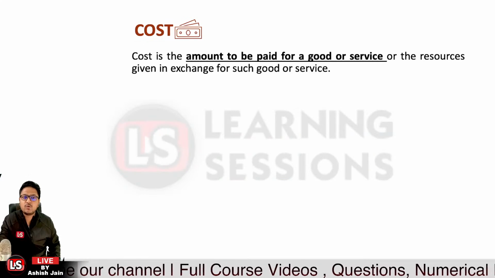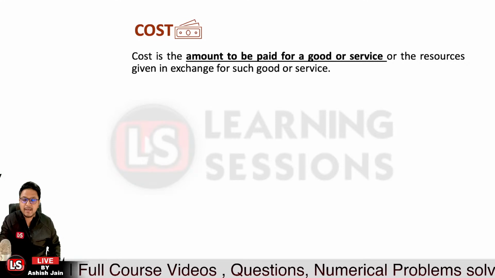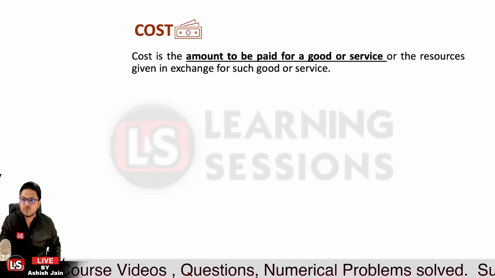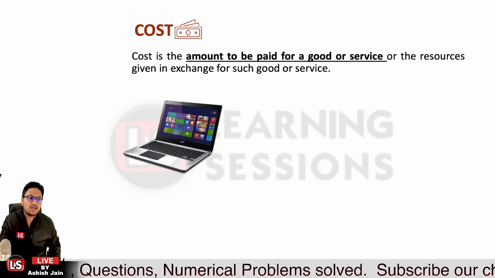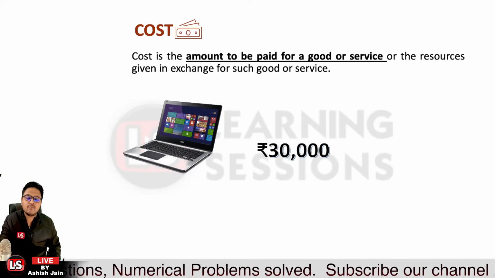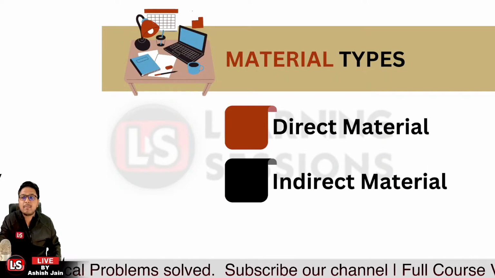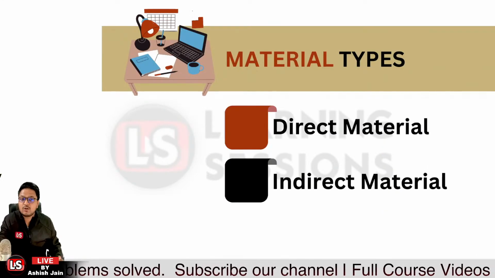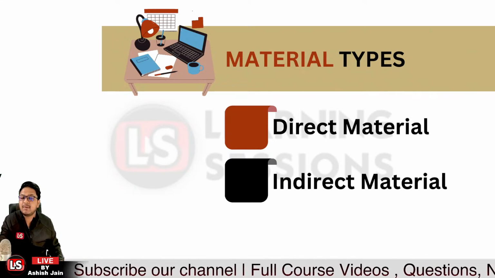So first of all, we are going to learn about the cost. I have already told you what cost is. Whatever amount is paid for goods or services or resources so as to acquire them, that is a cost. I already gave you an example that if you are acquiring a laptop for rupees 30,000, that will be the cost of the laptop itself. Then it is related to material types. Now the material has two types. One is direct material, the other is indirect material.